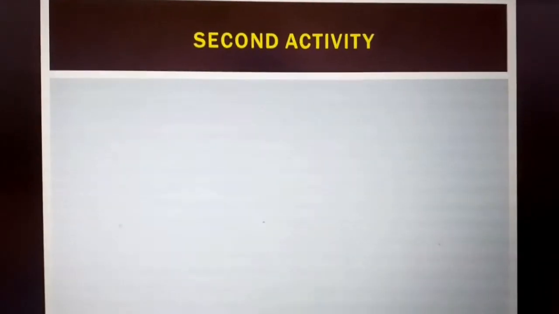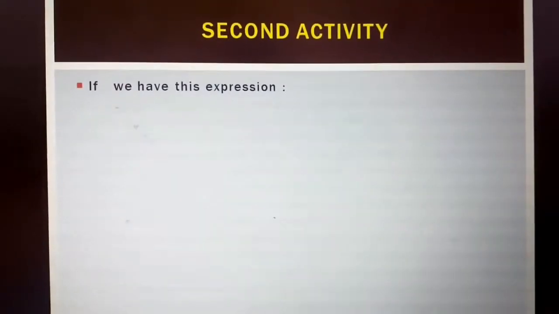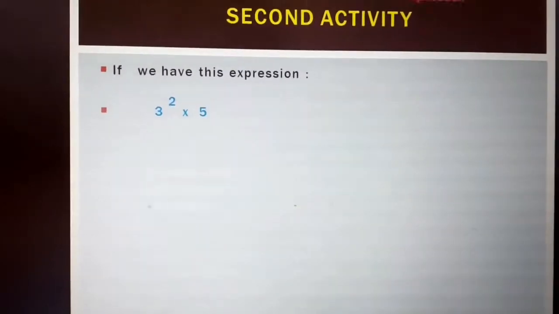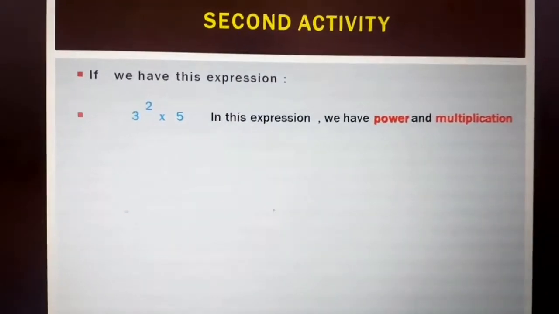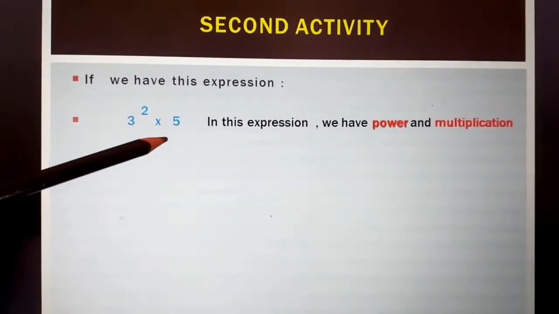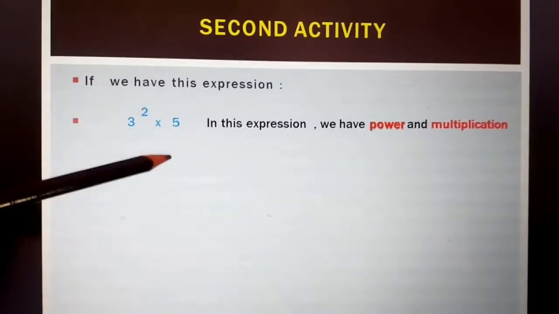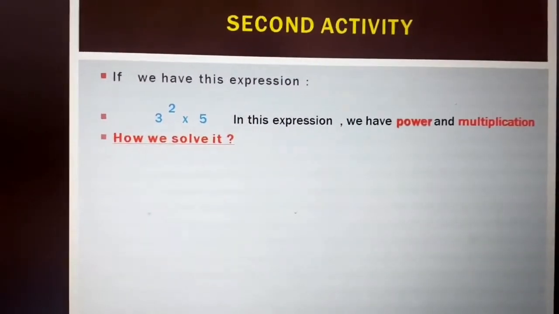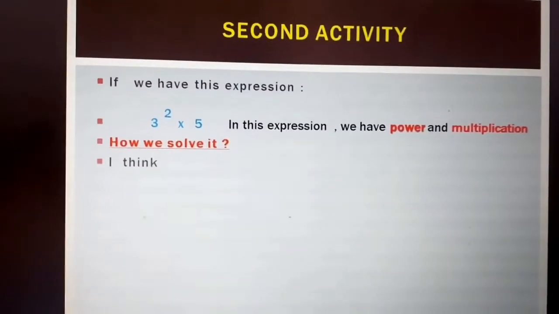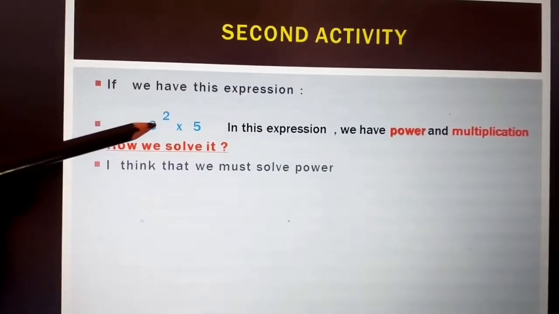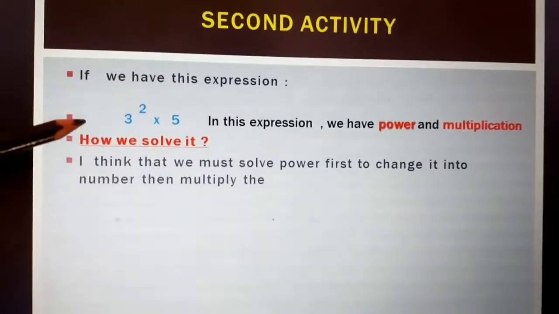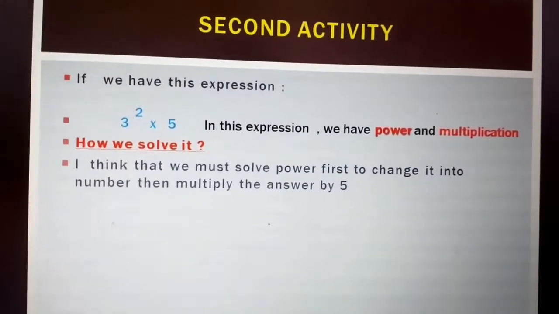Let's make the second activity. If I have now this expression, 3 power 2 times 5, in this expression I have power or exponent and multiplication. Also, in your opinion, do we solve the power first or the multiplication? I think that I must solve the power first to change it into a number in order to be able to multiply it by 5. So then multiply the answer by 5.